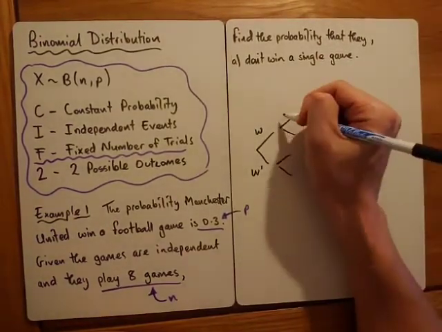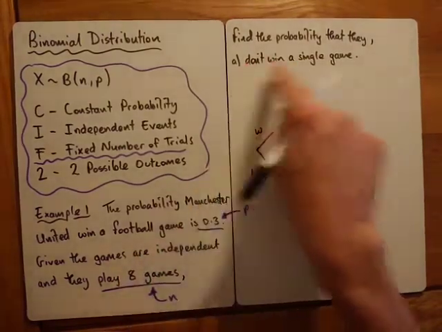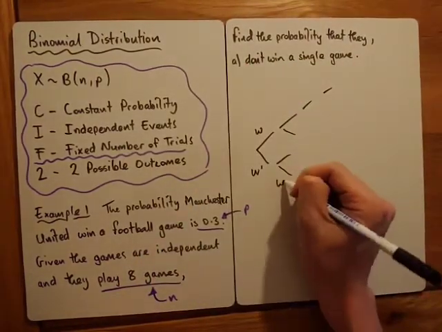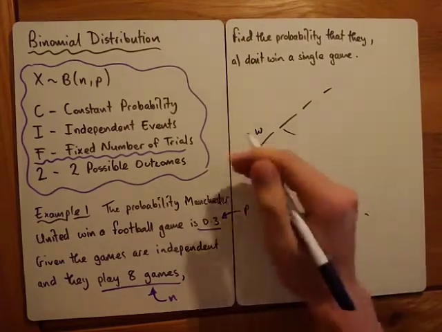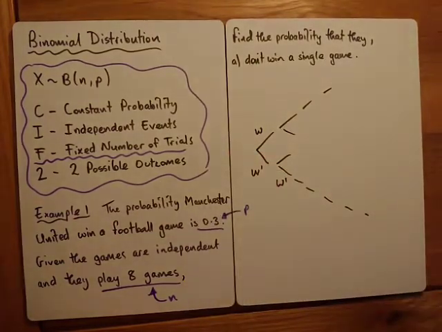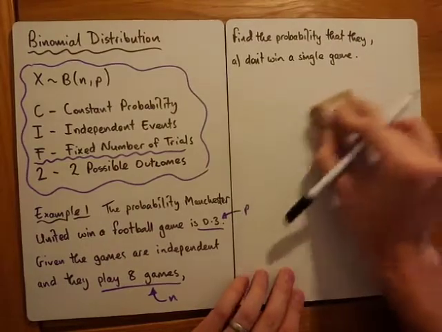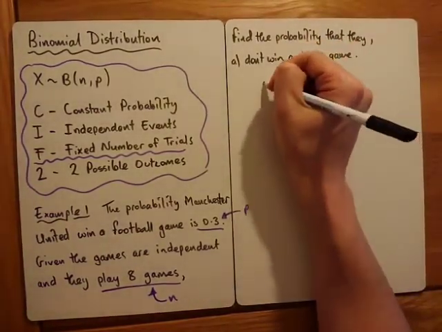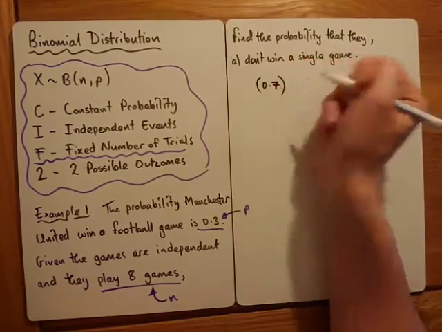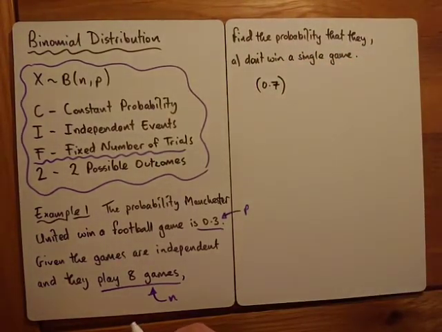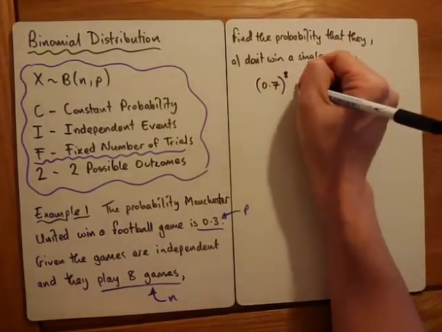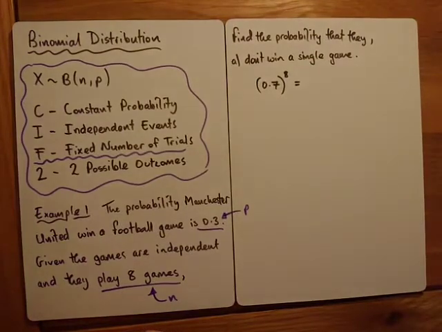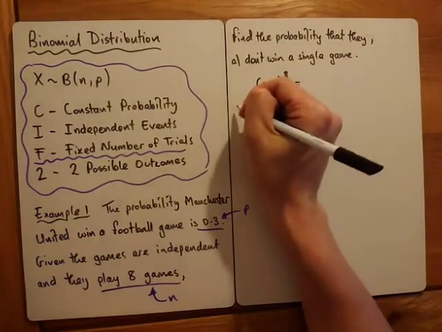What we want to happen is we want them to not win a game, so not win has to happen every single time. They don't win, they don't win, they don't win, and so on. So without drawing that out, because you will not have time to do that in the exam, the probability that they don't win is 0.7. And if you want that to happen every game, you could raise it to the power of 8. But again, that's not really a binomial question.